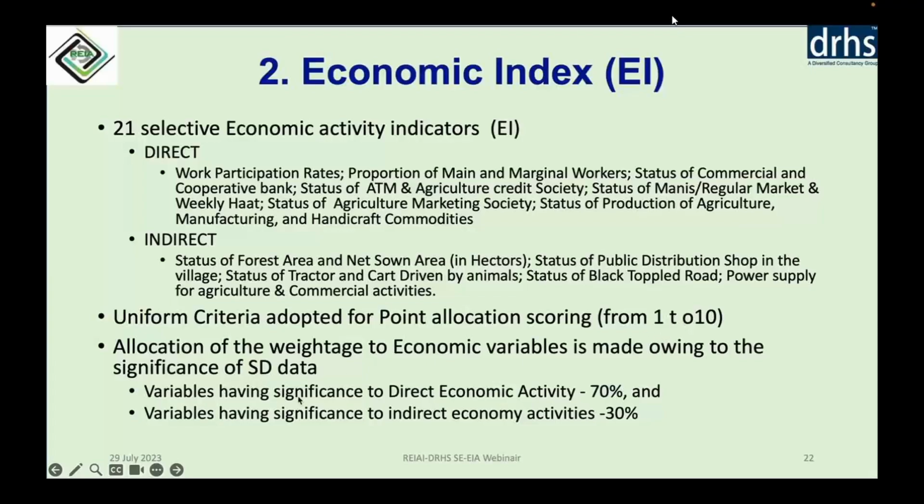And then the allocation of weightage. For variables of the direct economy, meaning direct activity, I give a weightage of 70%, and for indirect activity, 30%. So whenever you are calculating the score from 1 to 10, you have to multiply by 70% for those variables and 30% for these. This is the weighted index method. Very simple. I will show you a live demo today, now also.